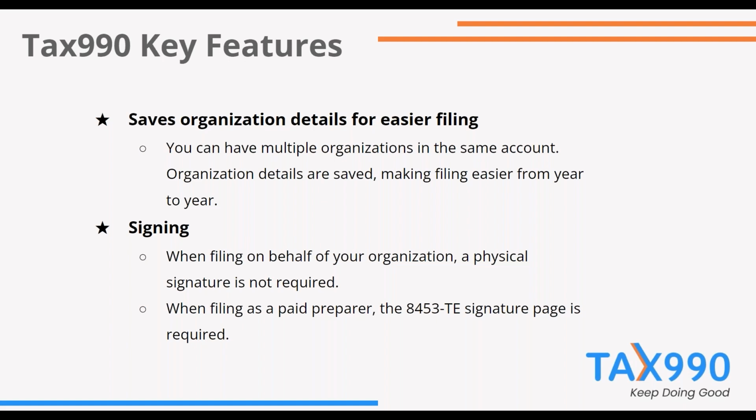If you're filing as a paid preparer for a client or for an organization, you'll have the option to complete the 8453TE form. It's an electronic form that you send to your client, and they can electronically sign it and send it back, and it automatically uploads on the form for you.